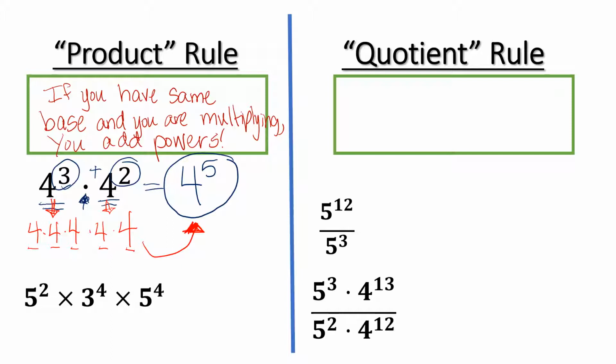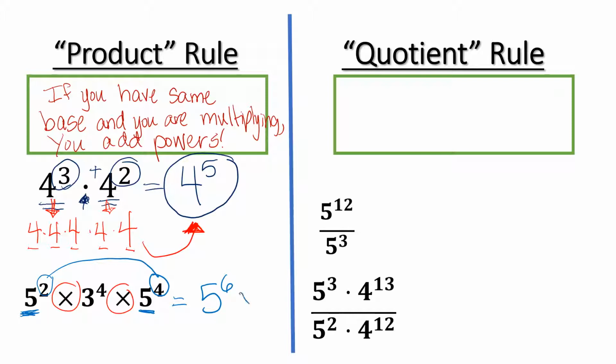So let's take a look at our second example there. The second example says 5 to the second times 3 to the fourth times 5 to the fourth. So in my mind, what I'm thinking is, okay, what has the same base? Because I can tell that I'm multiplying here in all of these examples. And I know that if I'm multiplying, I have to look for things that have the same base. So if I look, the 5 to the second and 5 to the fourth have the same base. So that means that I can take these two powers and I can add them. So 4 plus 2 is 6. So this gives me 5 to the 6th power.